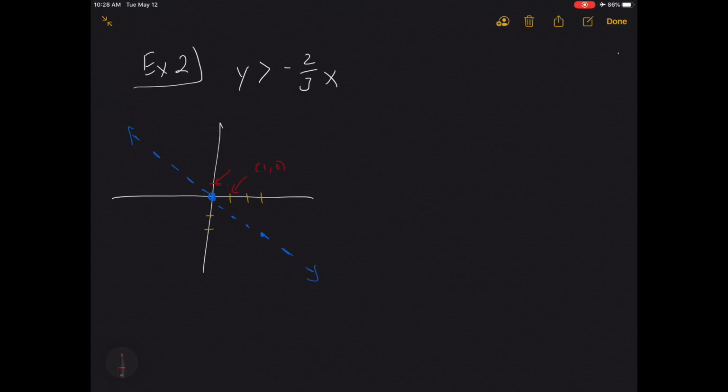Again, what we're looking for is if it's true, we'll shade that side. If it's false, we'll shade the other side. So let's go ahead and see what we got. If we test the point 1, 0, I'm going to plug 1 in for x and 0 in for y. So that would give me the statement 0 is greater than negative 2/3 times 1. So what we get is 0 is greater than negative 2/3. And the question is, is 0 greater than negative 2/3? Yes, it is. 0 is bigger than any negative number. So this is a true statement.